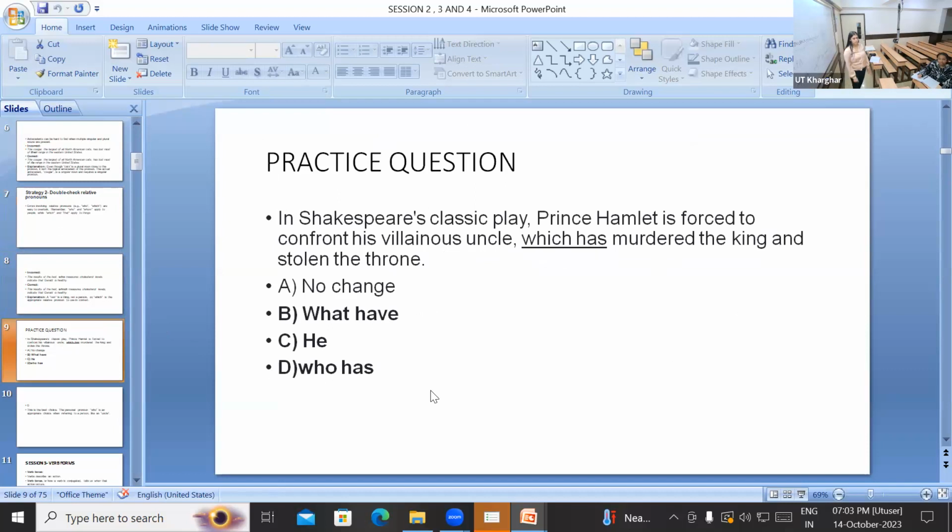Okay. Now you guys tell me the answer. Think about it. Shakespeare's classic play, Hamlet, is forced to confront his villain uncle, which has murdered the king and stolen the throne. Think about it. Nobody will give you the obvious answers. These are the classics. So are we talking about Prince Hamlet or are we talking about the uncle? First identify this.